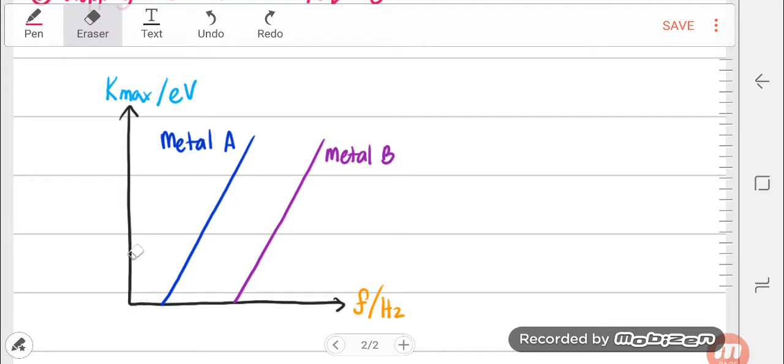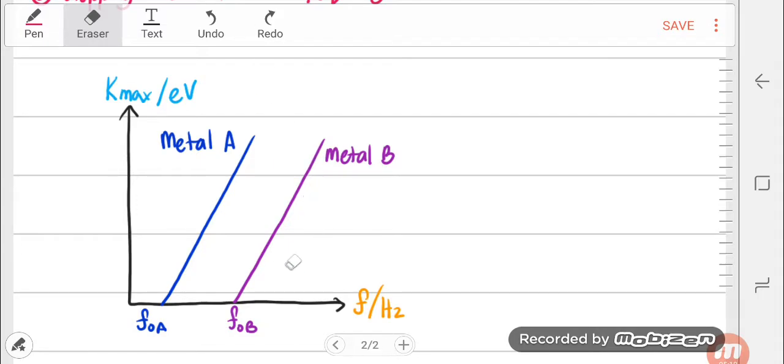We can see from the previous video that I talked about, when Kmax is 0, that is equivalent to the threshold frequency of the metal, or you can say the work function of the metal. Kmax equals 0 means there is no extra energy for the electron to move out of the surface. It can only get to the surface, but cannot jump out into the air. So Kmax equals 0. Here is the threshold frequency of metal A, f0A, and here is f0B, which is the threshold frequency of metal B.